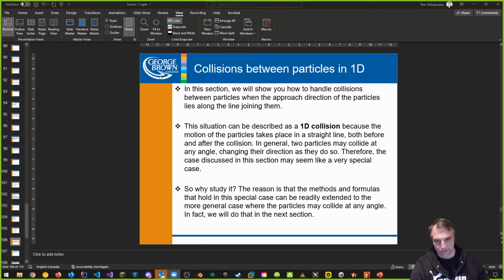All right, so that is colliding at an angle, right? How about handling collisions between particles approaching along one direction, or 1D collision? How do we do that? And why do we even study it? It's because methods and formulas that hold in this special case can be readily extended to the more general case where the particles may collide at any angle. In fact, we will do that in the next section.